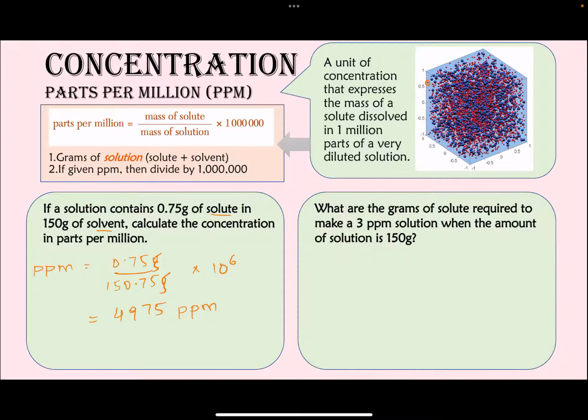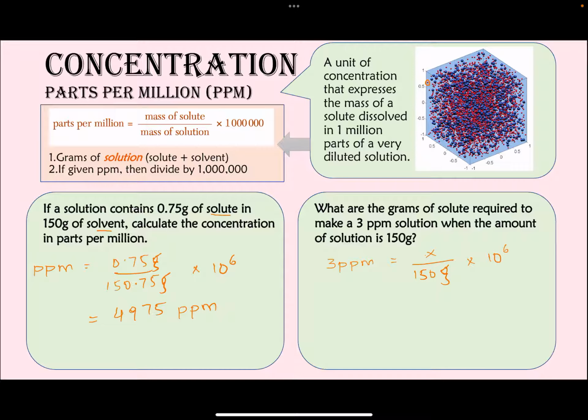Here's another example. So this one is saying, what are the grams of solute required to make a 3 ppm solution when the amount of solution is 150 grams? So if we once again fill the numbers in the equation, the ppm is given, which is 3. The grams of the solute is x, and then we have 150 grams of the solution, and we're going to multiply this with a million for now.